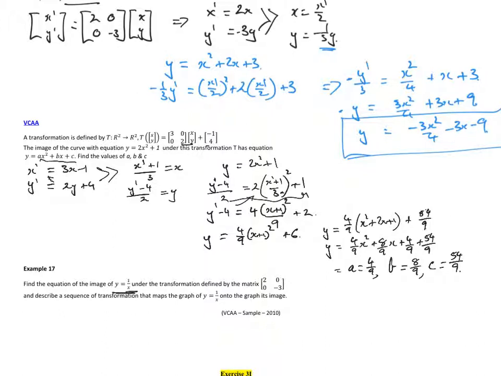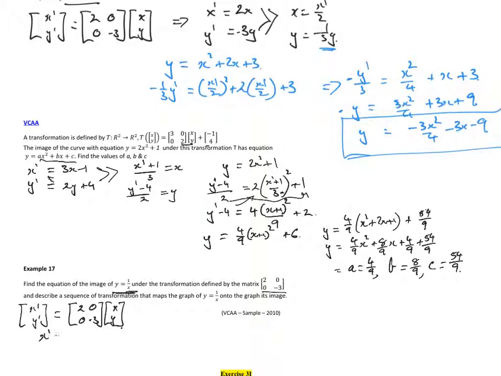Let's have a look at example 17. Equation of the image y equals 1 on x. We've got our transformation, so it's exactly the same process. X dash y dashed is equal to 2, 0, 0, negative 3 times xy. Let's multiply out that matrix to get the two equations that relate.